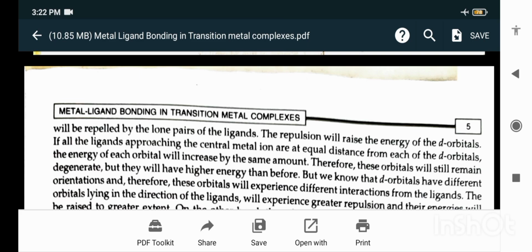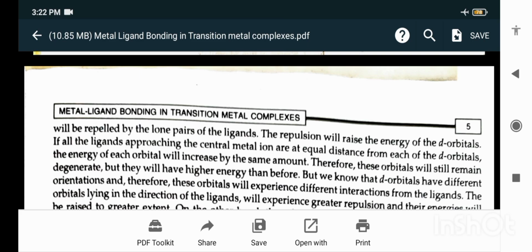The repulsion will raise the energy of the d orbitals if all the ligands approaching the central metal ion are at equal distance from each of the d orbitals. The energy of each orbital will increase by the same amount. Therefore, these orbitals will still remain degenerate, but they will have higher energy than before.